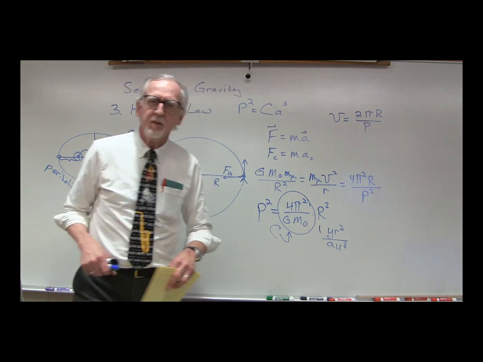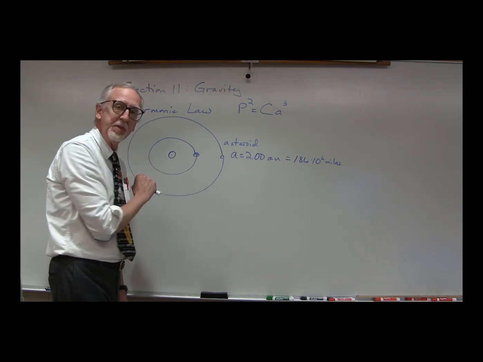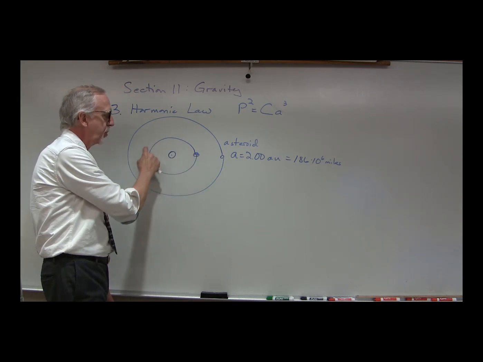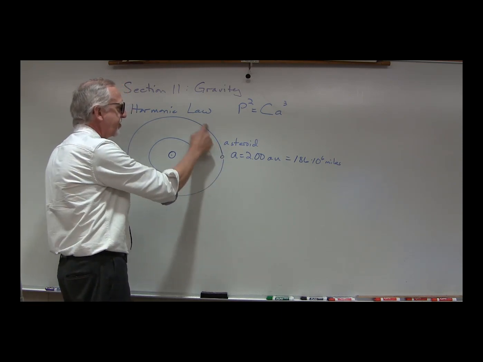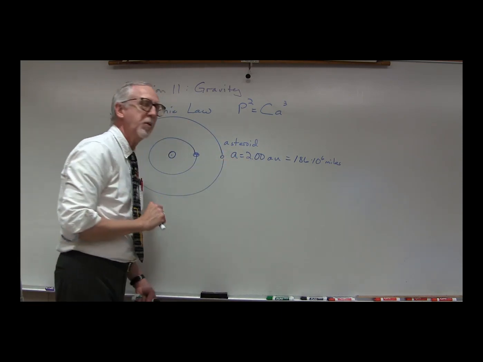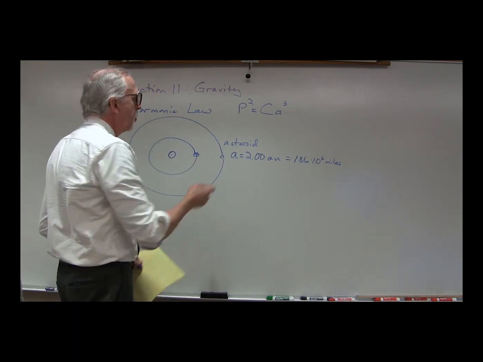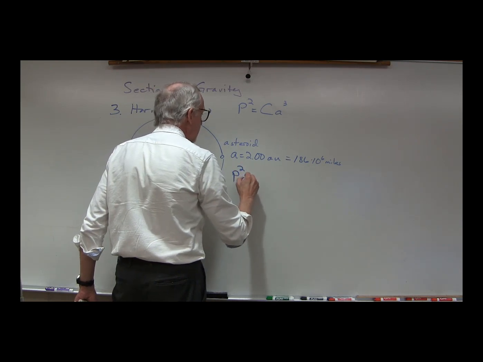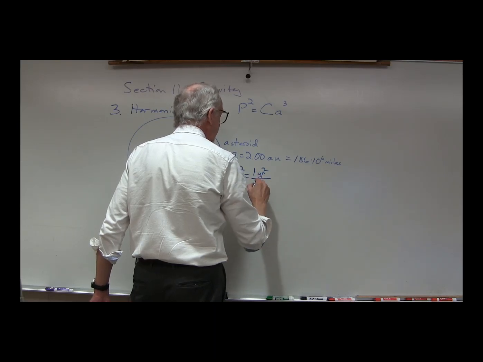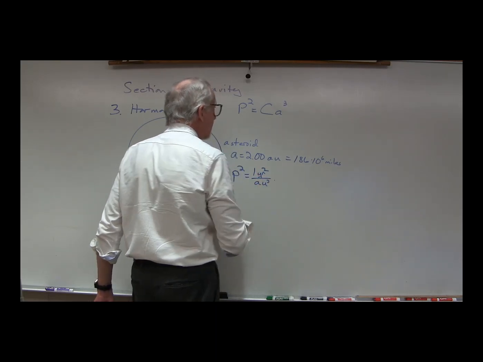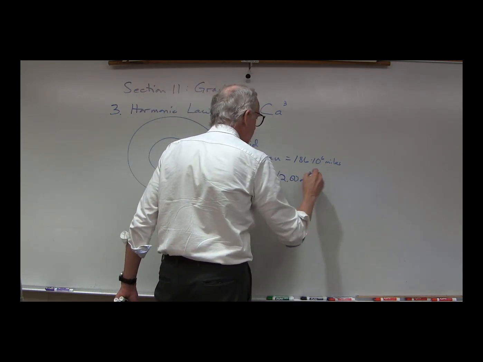Let's stick some numbers in here. Let's imagine we're looking at an asteroid that is twice as far from the Sun as the Earth. So here's the Earth orbiting the Sun at an average distance of 1 astronomical unit. Let's imagine we've got an asteroid orbiting the Sun at a distance of 2 astronomical units. And let's figure out how long it would take for the asteroid to go around. Well, what we have is p squared equals C, which is 1 year squared over an astronomical unit cubed, times a, which is 2 astronomical units cubed.